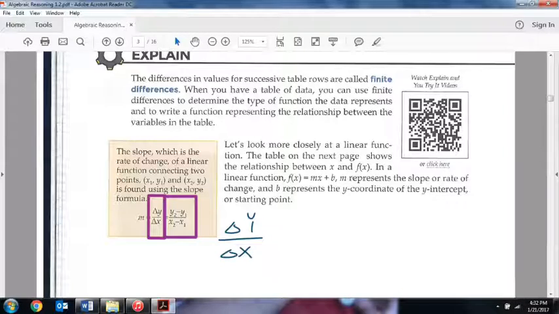So that problem that we just did, the change in y was 115. You went up 115. And the change in x was 1. So 115 divided by 1 was 115. So the slope for the problem that we just did was 115. That's this gap from one spot to the next. All right. Let me give you another example real quick.